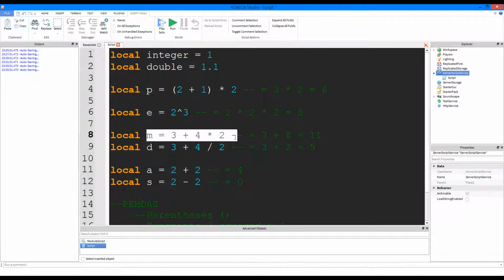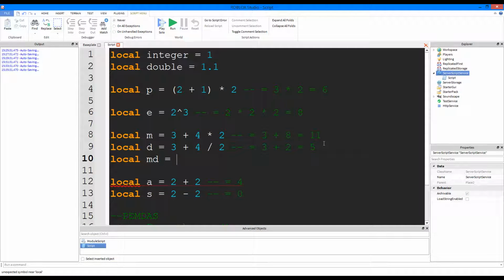And then we have multiplication and division, and these two are done on the same level as each other. So if there's a problem that looks like this, so hold on, I'm going to do local MD equals, let's say we have something that looks like 4 divided by 2 times 3, okay? So you could say, oh, multiplication has to go first. So 2 times 3 is 6, and 4 divided by 6 is 2/3. Wrong. Well, okay, sort of right, but that's not how order of operations works.